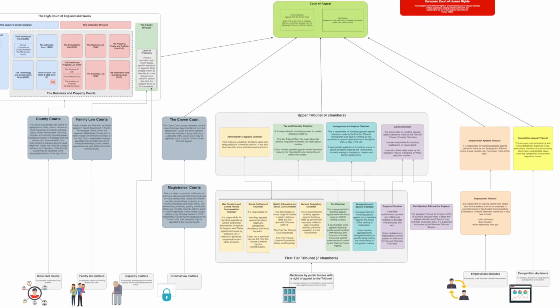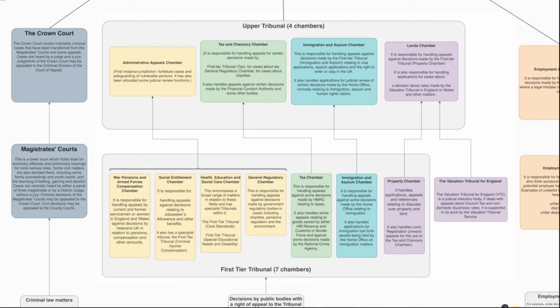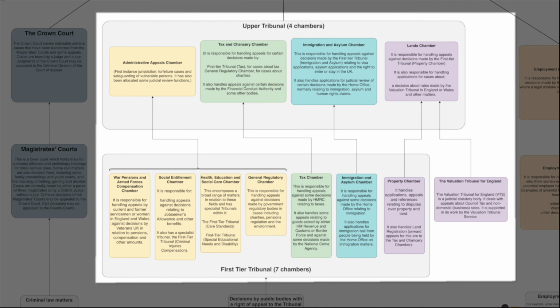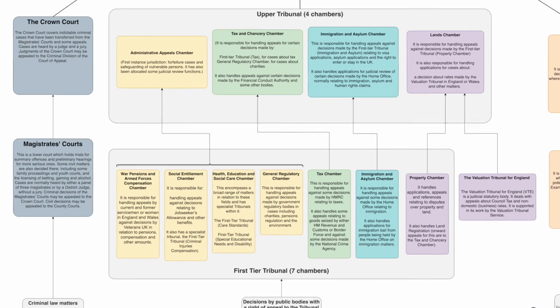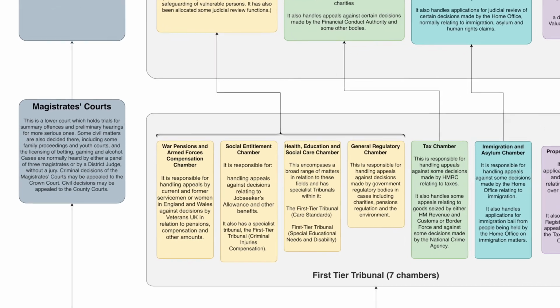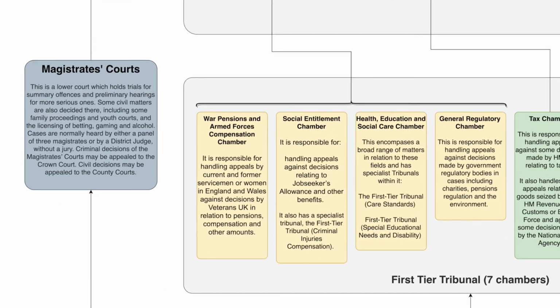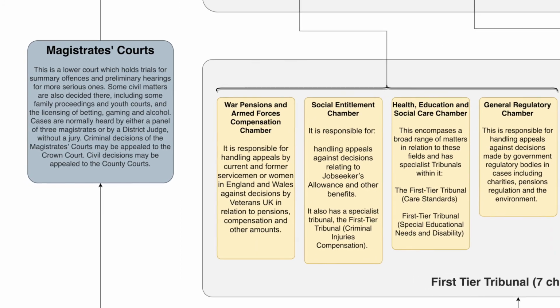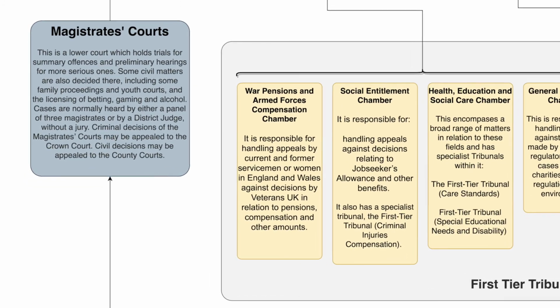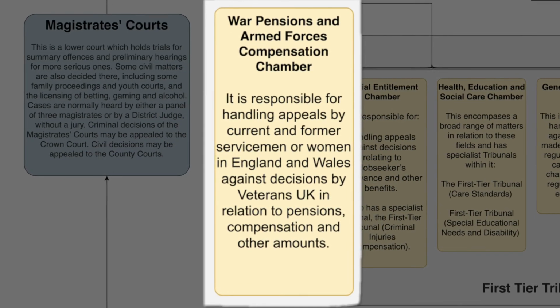The tribunals. Most of the tribunals are in 2 tiers, a first-tier tribunal and an upper tribunal, split into chambers. Each chamber comprises similar jurisdictions or brings together similar types of experts to hear appeals. The first-tier tribunal. This is divided into 7 chambers with specialist jurisdictions. The War, Pensions and Armed Forces Compensation Chamber.